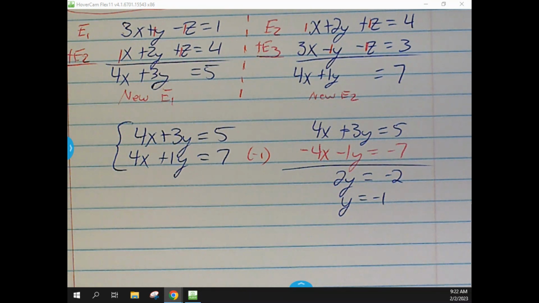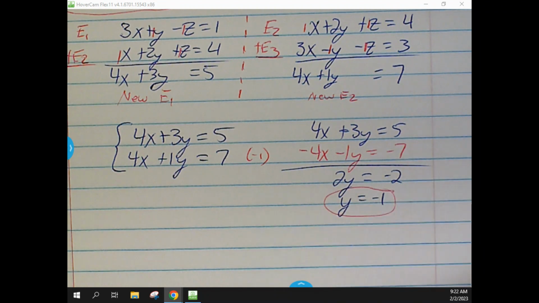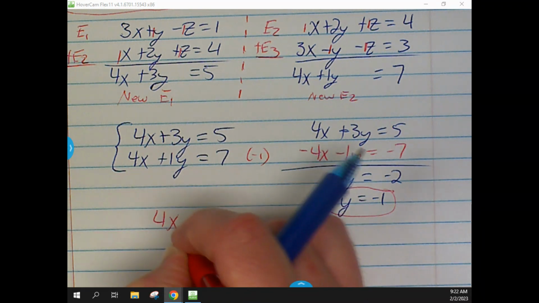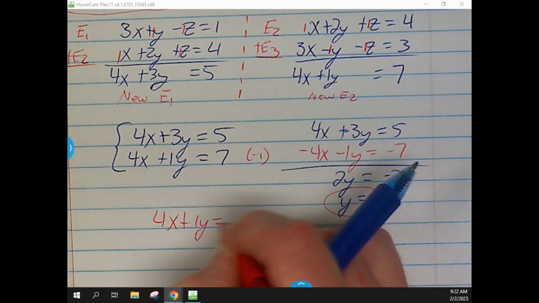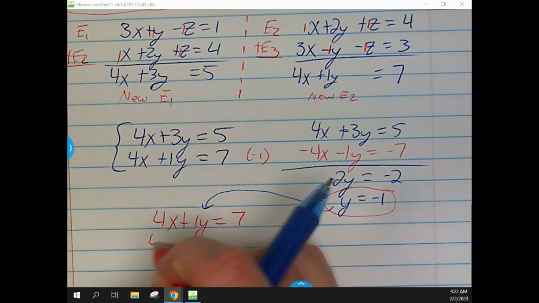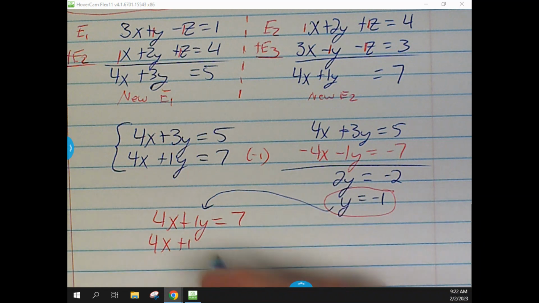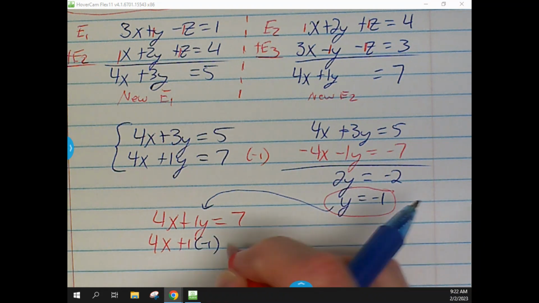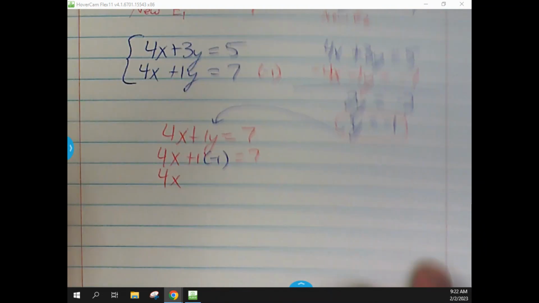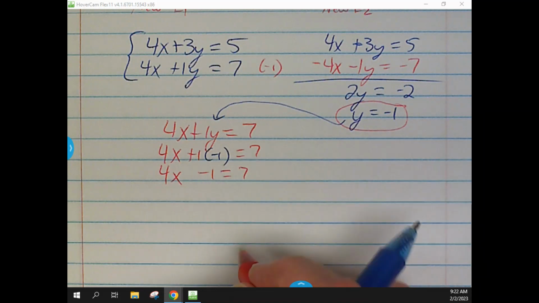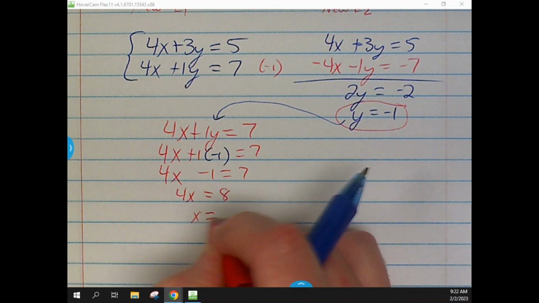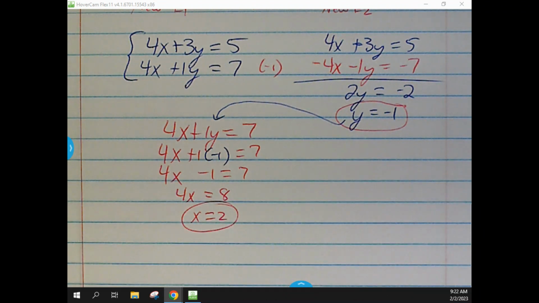All right. So again, now you've got y equals -1. Just pick one of the two equations and plug it back in. I'm going to go with the 4x plus y equals 7. And then we're going to plug it back in. So now we've got 4x plus 1 times -1 equals 7. So that's 4x minus 1 equals 7. We're going to add the 1 to both sides, and then we divide by the 4. So we got x equals 2.